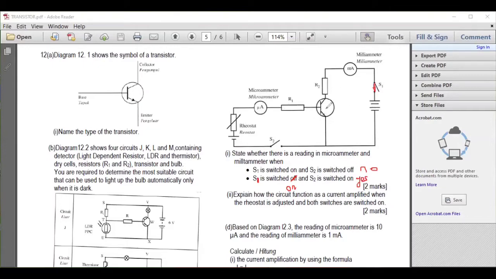Let's say they have 10 electrons. Let's say the resistance is high, so maybe 2 electrons can go to the base and 8 electrons go up to the collector. Now you reduce the resistance of your rheostat. Now maybe more electrons from the emitter can go to the base, so maybe 20 can go. Out of 20, maybe 4 go to the base and 16 go to the collector. That means the small changes in base produce big changes in collector.